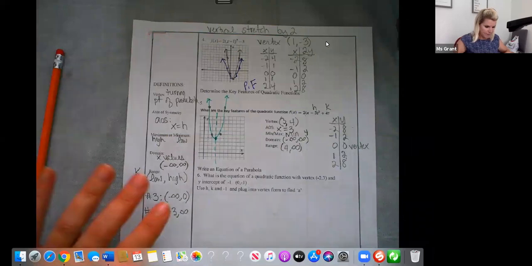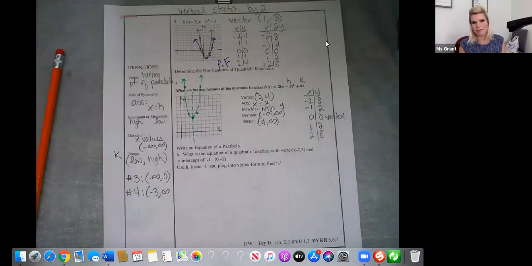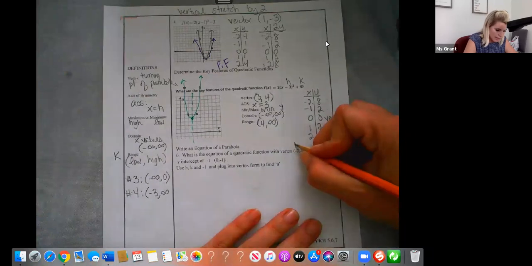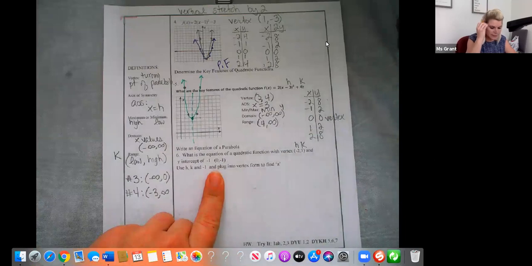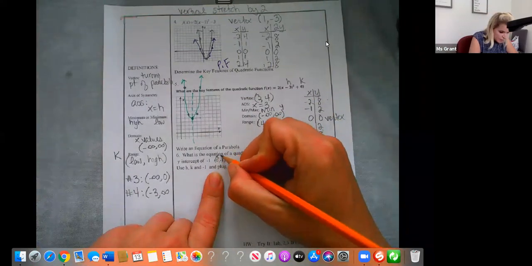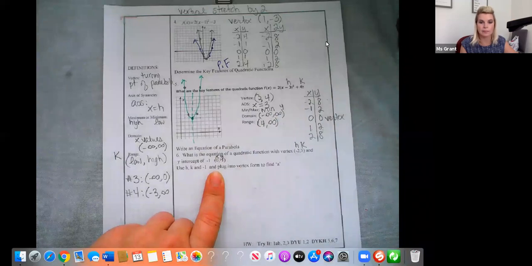All right, next question. So I can graph and I can write some key features. What is the equation of a quadratic function with the vertex of negative 2 comma 3, that's my h and my k, and a y-intercept of 0 comma 1? That means that the y-intercept is on my parabola. Any point on my parabola is a solution. A solution means that the point will plug into my equation. That means that I have an x and a y value that is a solution to my parabola.